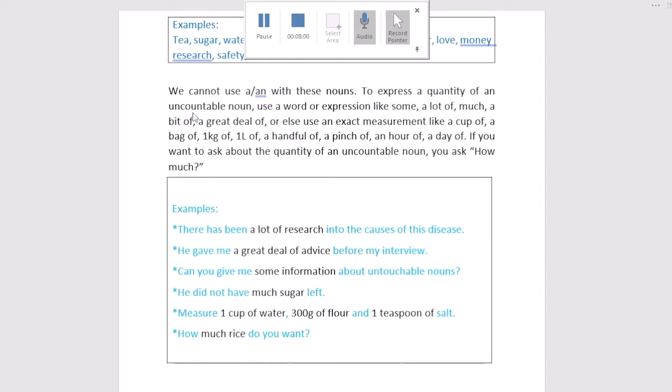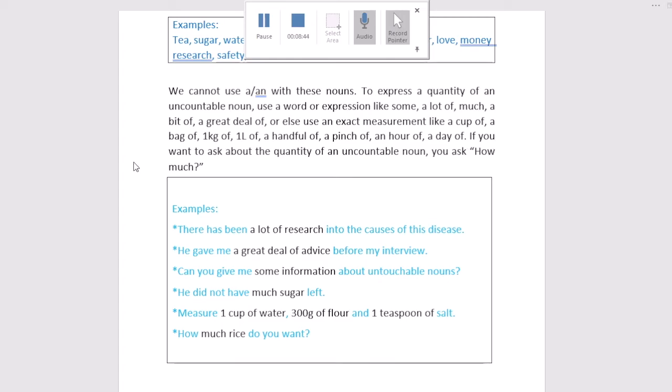Next, look. We cannot use a and an with the uncountable nouns. Why? We cannot use a and an next to uncountable nouns. To express a quantity of an uncountable noun, we have to use words or expressions like some, a lot of, much, a bit of, a great deal of, or else use an exact measurement like a cup of, a bag of, 1 kg of, 1 liter of, 1 handful of, 1 pinch of, an hour of, a day of. This is how we have to use them. In that place we cannot use an.